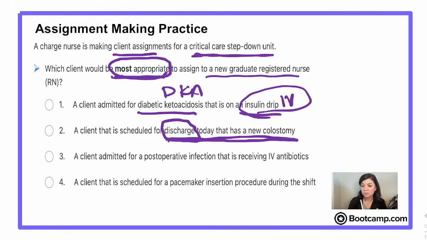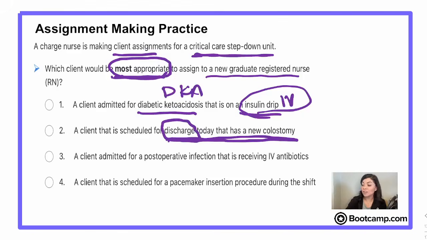Y'all are saying no. Teaching, excellent job. So this is going to be a really complex teaching. We want a nurse that has some specialized knowledge on colostomy care and dietary restrictions so that this client has the best outcomes long term and has a reduced risk for complications. So I agree with y'all. Option 2 should probably go to a more experienced nurse.